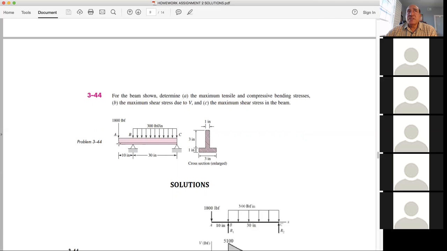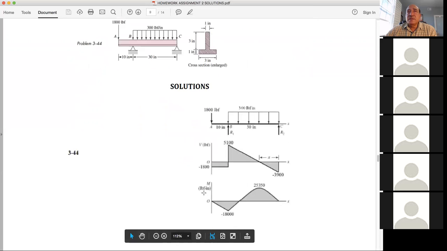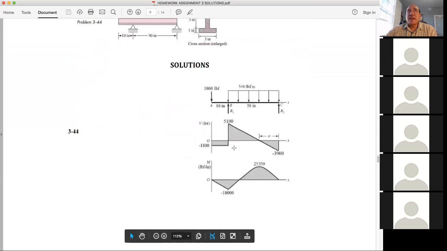So here the shear would be down minus 1800. You get a reaction here and a reaction here, and wherever you have a reaction, it will be a concentrated force. So you go down, this is down, will be minus 1800 because it's going down. The reaction is up, so you go up 5100, and then a distributed force, you integrate that, you get a straight line down to the reaction here.